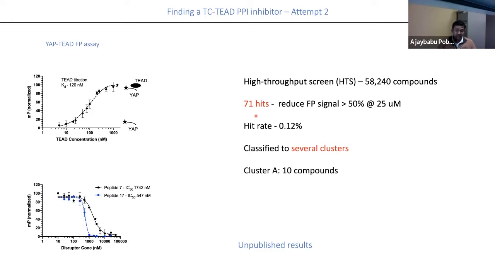I'd like to remind you that getting a PPI inhibitor is not easy, but we will get there. And a hit rate of 0.1% is kind of reasonable, because even before we started this screen, we anticipated that the hit rate was going to be about 0.2%, but we are pretty much right there. So we classified the hits that we got into several clusters. We have 5 different clusters, and one of the clusters that frequently occurs, I'm just calling it cluster A, because of the 71 hits, 10 compounds belong to cluster A.